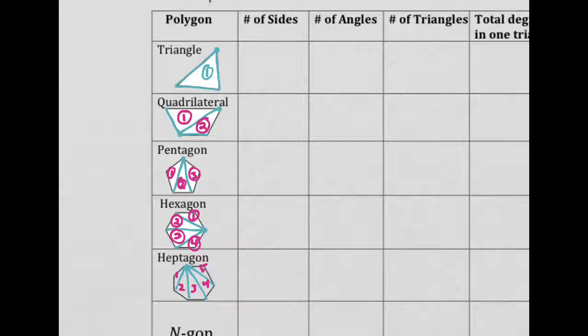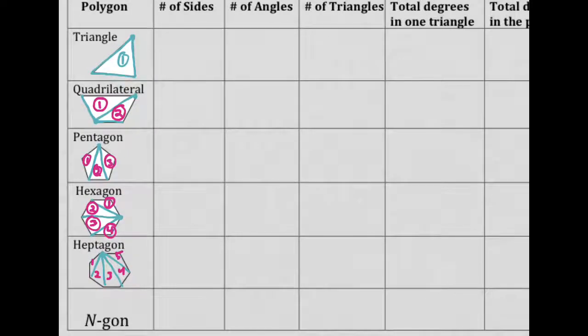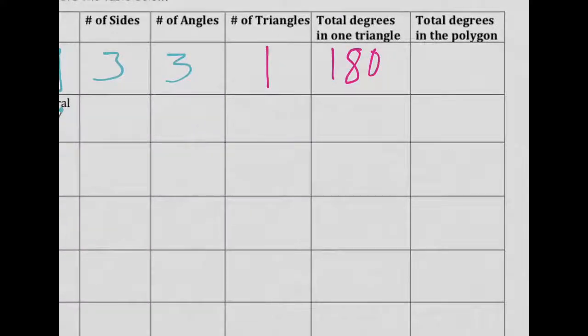They're asking us to fill out the rest of this table here. So we've got number of sides for our triangle. Number of sides for a triangle is 3, and number of angles, that's 3. Number of triangles we have is 1, right? Total degrees in one triangle is just 180. Remember, if you add up all the different angles, then you get 180. And so the total degrees in the polygon, well, we just said it. One triangle has 180 degrees in it.